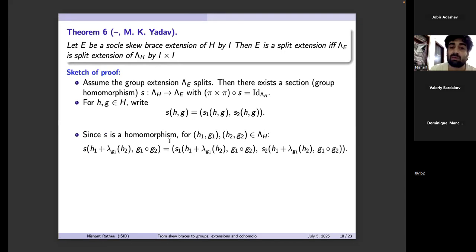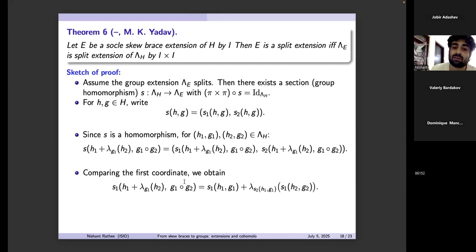Since S is a homomorphism, then for (h1,g1) and (h2,g2), we can expand it like this. This is basically the group operation on the semi-direct product, and using the coordinate maps we can expand it into this. So comparing the first coordinate, we obtain that S1(h1 + λ_{g1}(h2), g1 ∘ g2) is equal to S1(h1,g1) + λ_{S2(h,g1)}(S1(h2,g2)). So this is actually very close to being a skew brace homomorphism. To be a skew brace homomorphism, we just need to replace this S2 by S1.